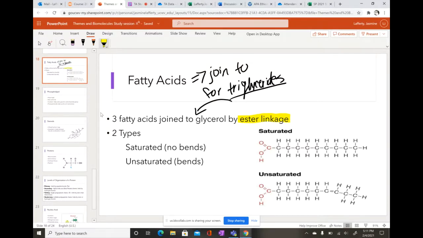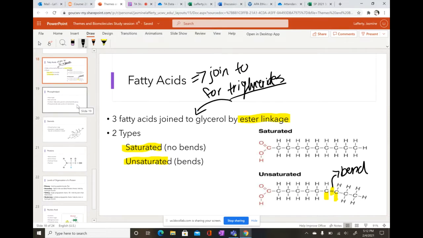So there are two major types of fatty acids. One is saturated, which just means that every single carbon is bonded to a hydrogen as many times as it can. So it's kind of straight. It's very pretty looking. Unsaturated is where you have at least one carbon that is not bound to as many hydrogens as it can be, so it has a double bond. All right, so this double bond makes a bend.